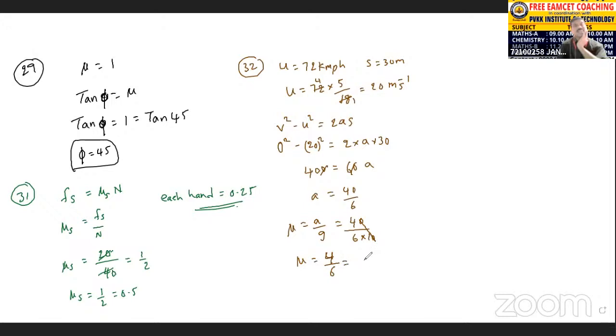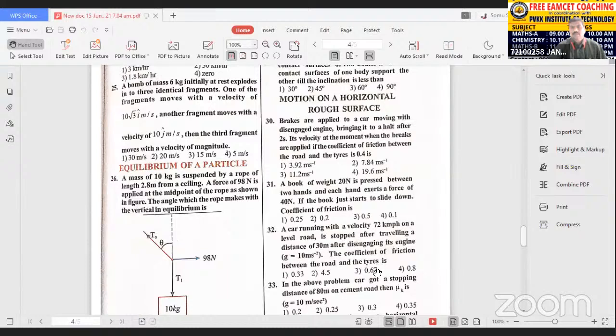So what is the value of 4 by 6? Yes, 0.66 something. So approximately mu is equal to 0.67. There are no units, since coefficient of friction has no units. In the options, yes, the third option is correct. Third option, 0.67.